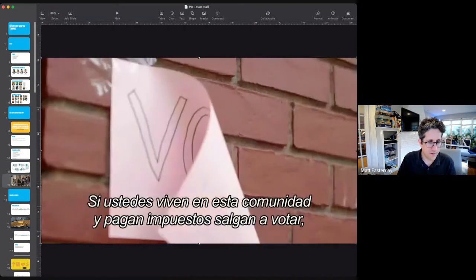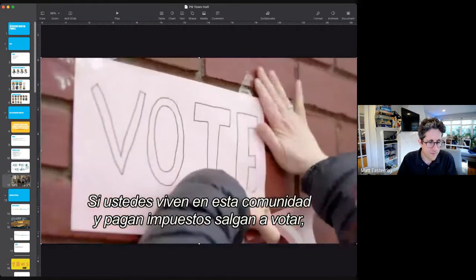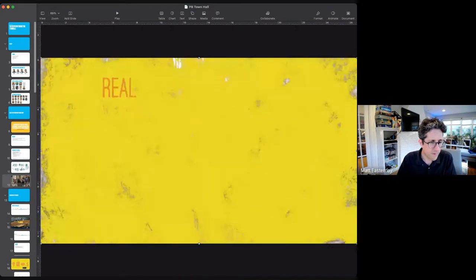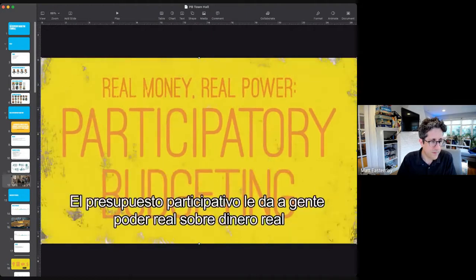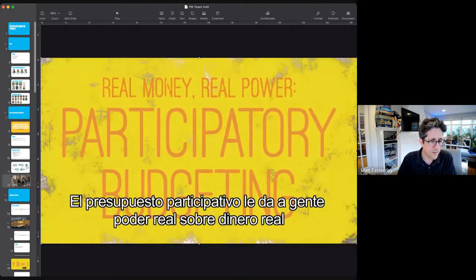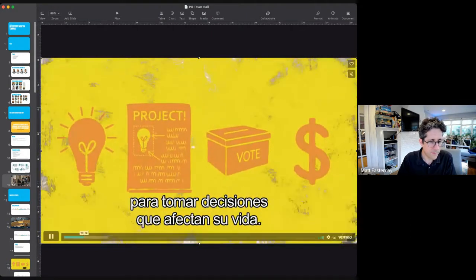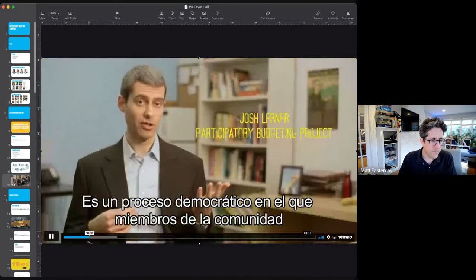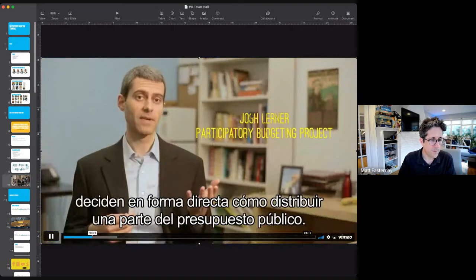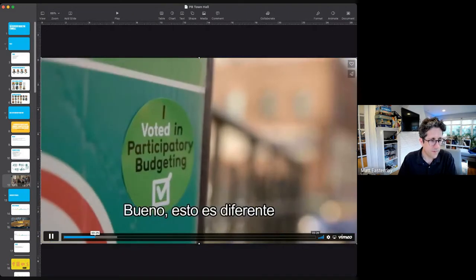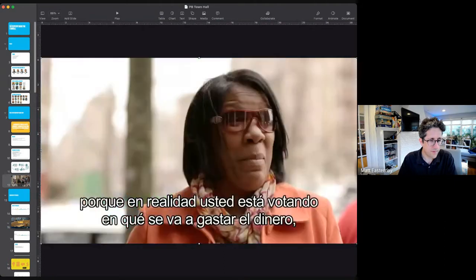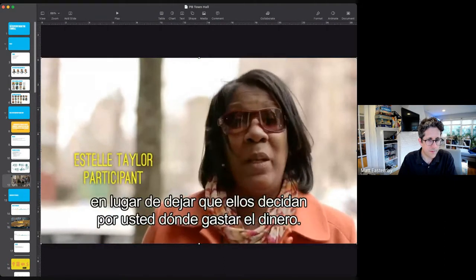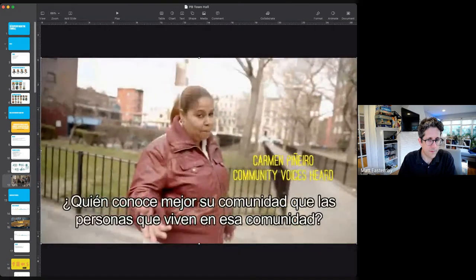You live in this community and you pay tax, come out and vote, decide how your tax dollars get spent. Participatory budgeting gives people real power over real money to make the decisions that affect their lives. It's a democratic process in which ordinary community members directly decide how to spend part of the public budget. Oh, this is different because you're actually voting for where the money is going to be spent instead of allowing them to decide where to spend money. Who knows better about their community than the people that live in their community?